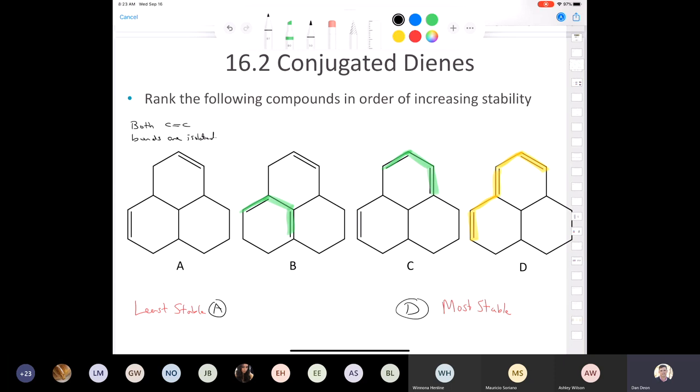So now it becomes a battle between B and C. And this goes all the way back to chapter 7. I want to see if anybody can figure out which one would be more stable. Would it be B or would it be C? Yeah, I see some people saying that it's B. And I agree with you. It should be B. That's going to be the more stable of those two. So we'll put B and then we'll put C like this.